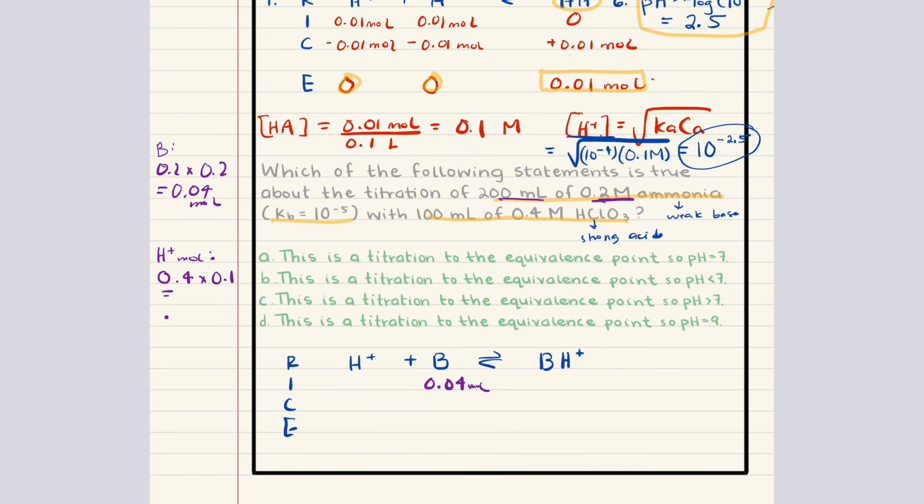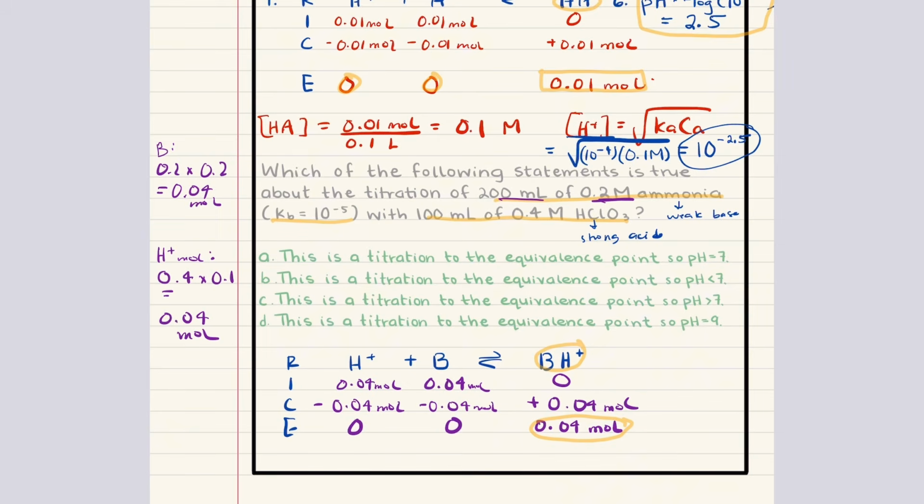Now, they're equal. And guess what? They react in a 1-to-1 ratio. So that means we're going to consume both of these species in the process of forming our conjugate acid. So we write in our change line for both the weak base and the hydrogen ion, minus 0.04 moles. And for our change in the conjugate acid, since we're forming it, we write plus 0.04 moles. In our equilibrium line, we have 0 moles of our hydrogen ion and our starting weak base, and we have 0.04 moles that we formed of our conjugate acid.